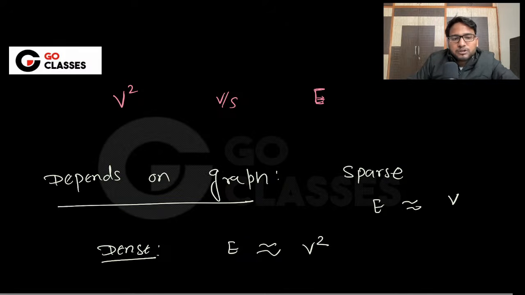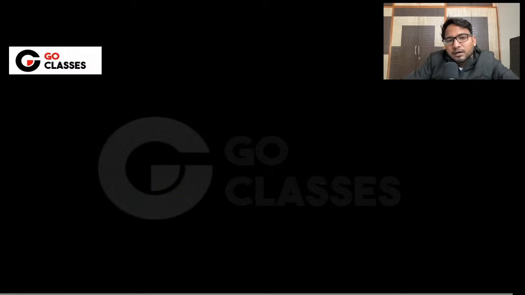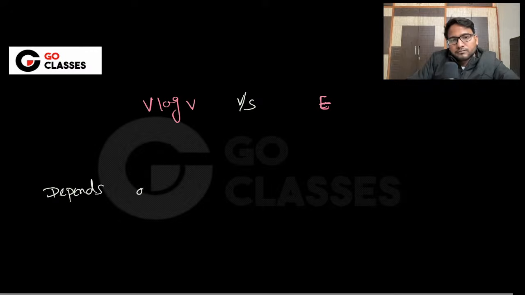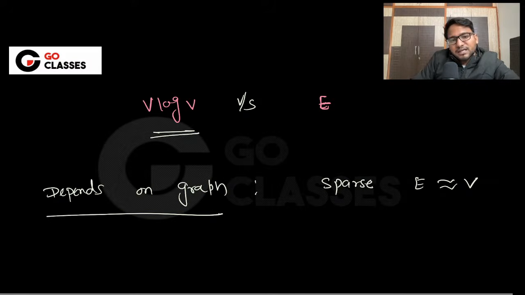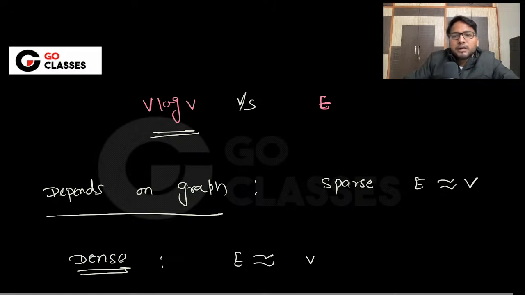If someone asks you which one is greater, V log V or E, then again it depends on the graph. If it is a sparse graph, then E could be almost the same as V, so obviously V log V is greater. If it is a dense graph, then E could be almost the same as V square, so E is greater than V log V. Is this understood?